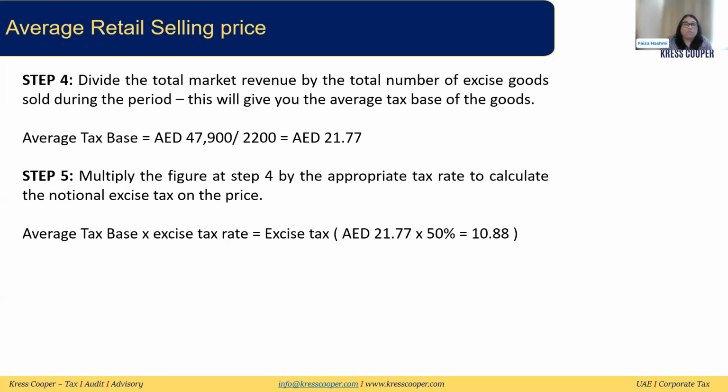Now, this figure we need to multiply by the appropriate tax rate for that category. Ours is a sweetened drink, so the appropriate tax rate, like we discussed before, for the sweetened category is 50%. So we then calculate the excise tax on it. On 21.77, if you multiply it by the excise tax rate applicable on sweetened drinks, 50%, the excise tax comes out as 10.88.